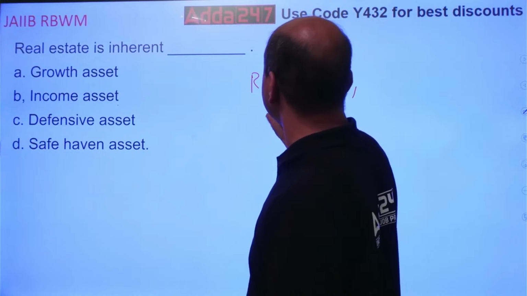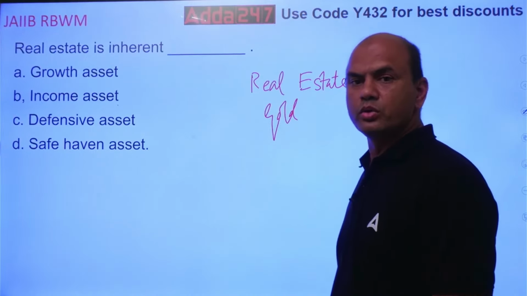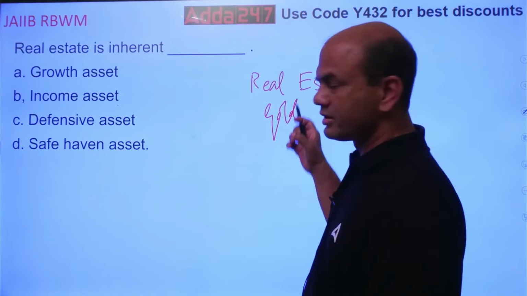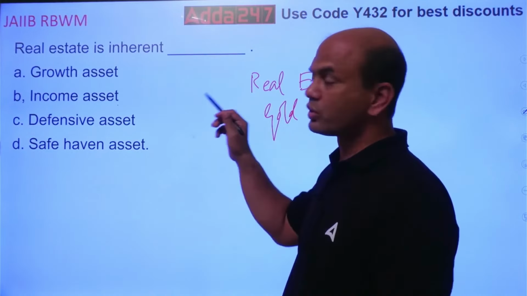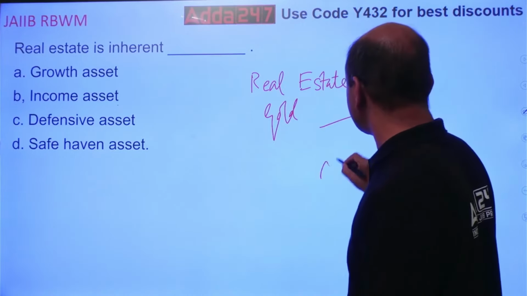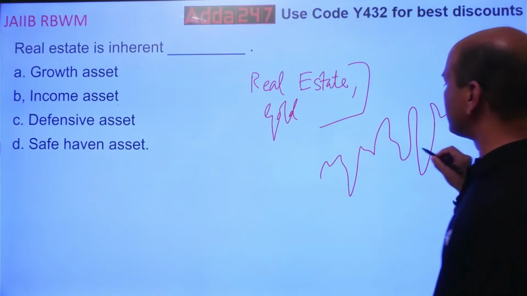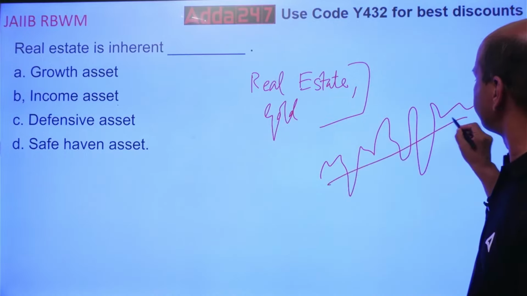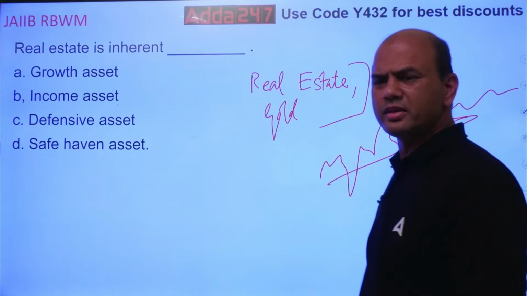gold, okay, real estate, gold, and basically these two are considered as growth assets. In the long run, they will always grow. They will grow like this. See here, in the long run, they are always growing. Okay. Same thing you'll note in gold also.